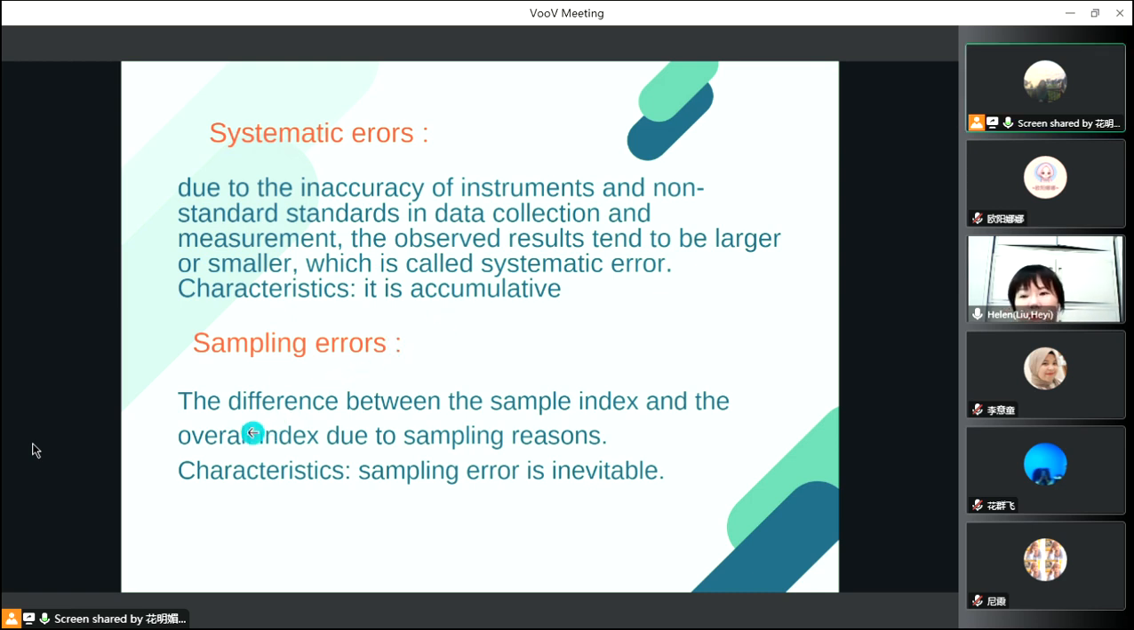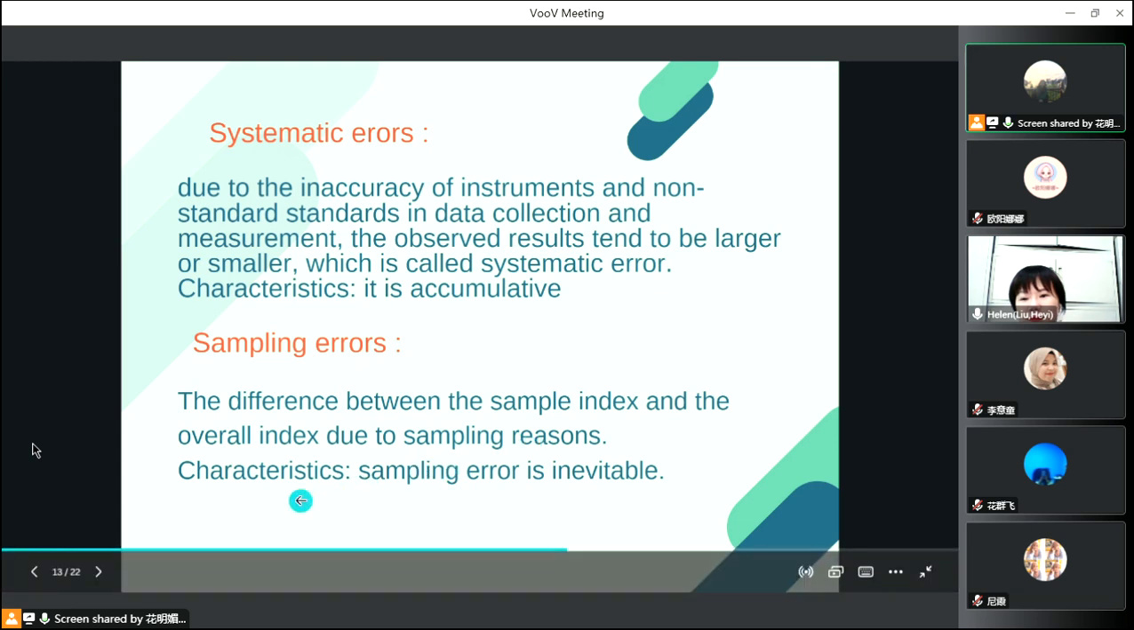And then the sampling errors. The difference between the sample index and the overall index due to the sampling reasons. And the sampling error's characteristic is that sampling errors are inevitable.